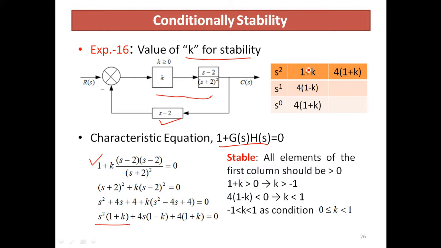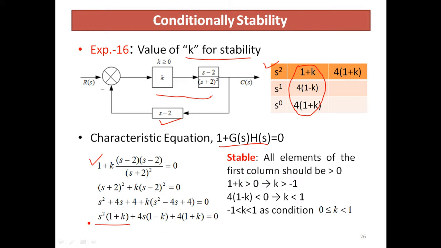So if you construct the Routh's array, these would be the elements of the first column of the Routh array. For the system to be stable, 1 plus k should be greater than 0, 4 into (1 minus k) should be greater than 0, and 4 into (1 plus k) should be greater than 0. So all elements of the first column of the Routh array should be greater than 0 for the system to be stable, considering the positive sign of the elements.